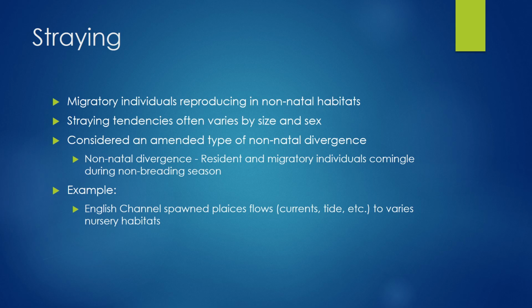Straying. This is when migratory individuals reproduce in non-natal habitats. Straying tendencies often vary by size and sex. This is considered an amended type of non-natal divergence. As we remember from before, non-natal divergence is resident and migratory individuals commingling during non-breeding season. An example of this is in the New England Channel when plaice, which is a type of flatfish, spawn, and larvae flow to various nursery habitats.